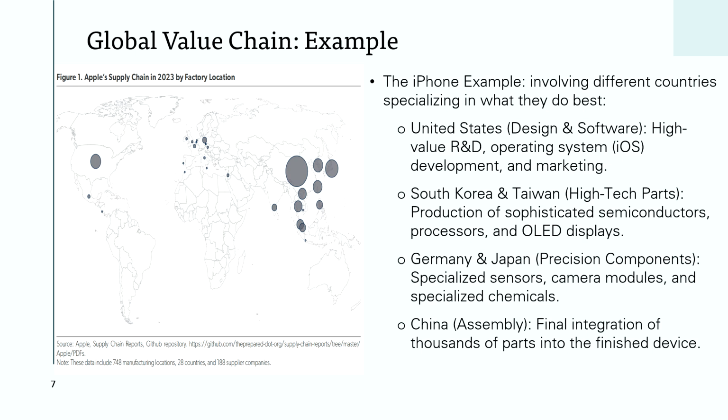Germany and Japan supply precision parts, specialized sensors, camera modules, and chemical materials. China specializes in the assembly stage, where thousands of components produced worldwide are brought together into a finished device. No single country makes an iPhone. Instead, it is a globally produced good shaped by comparative advantages at every stage.